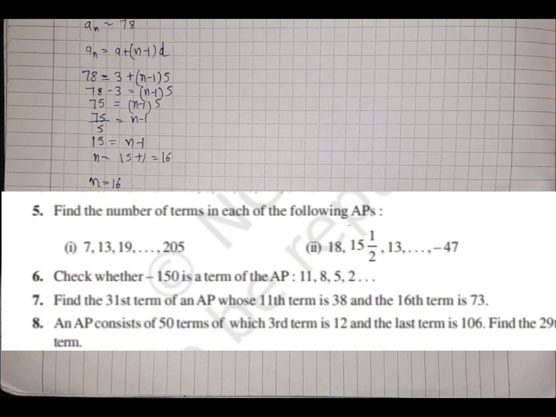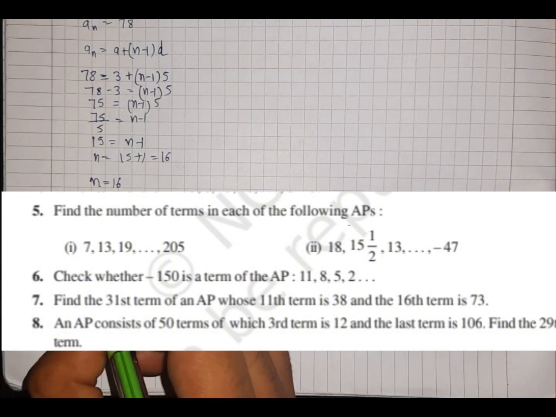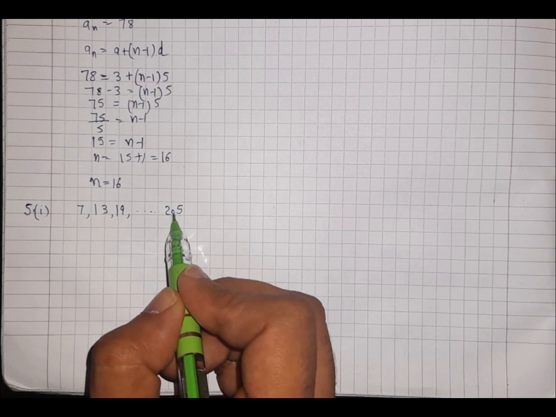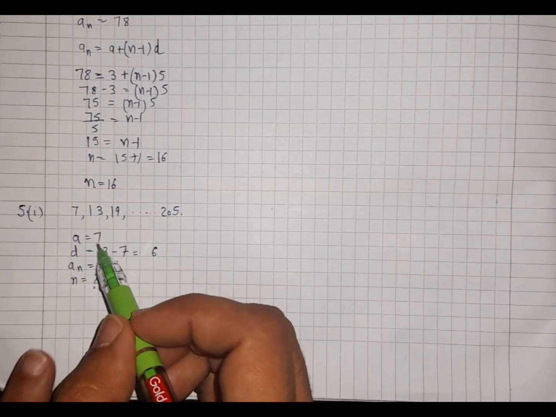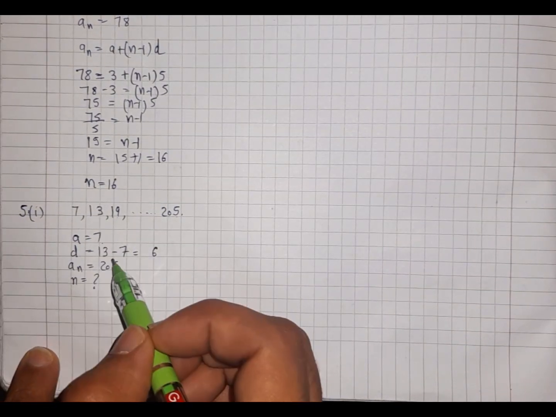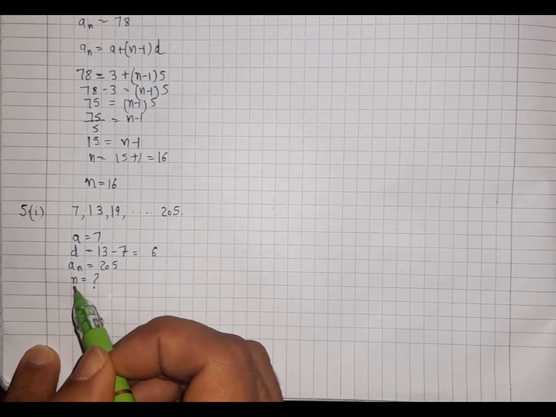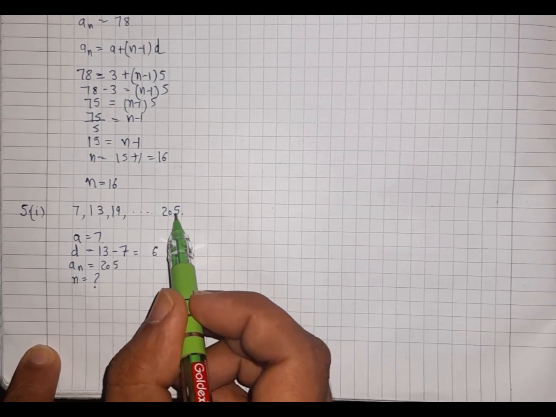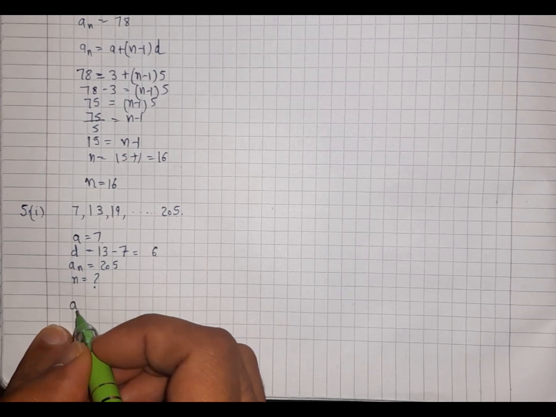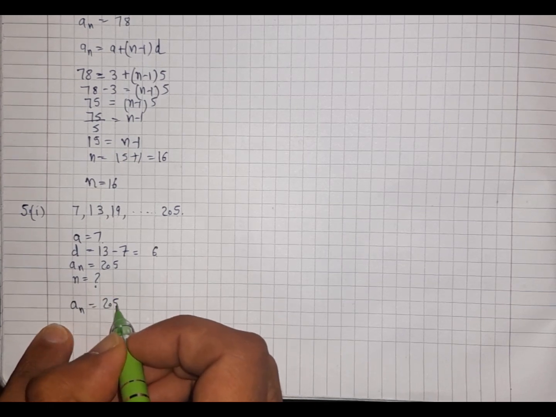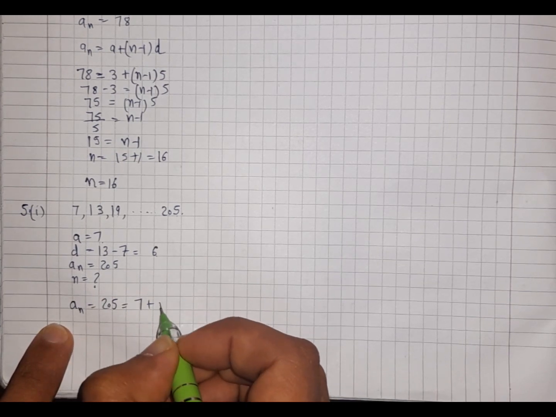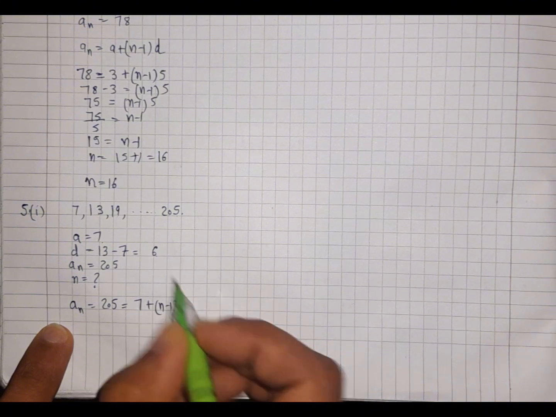Fifth question, find the number of terms in each of the following APs. First part, 7, 13, 19 and so on up to 205. Here a equals 7, d equals 13 minus 7, that is 6, and an is 205. We need to find n, for which the last term is 205. That is, an equals a plus n minus 1 into the difference.